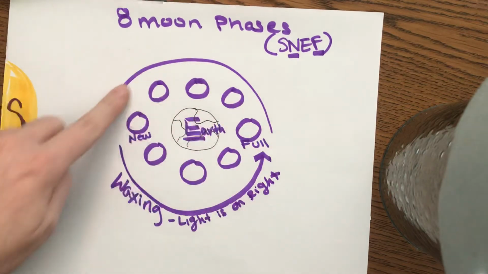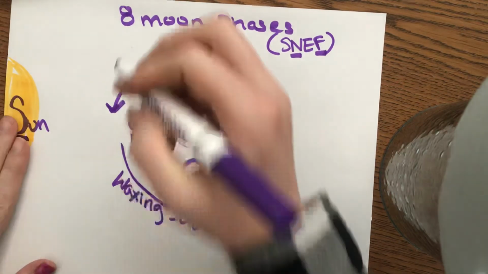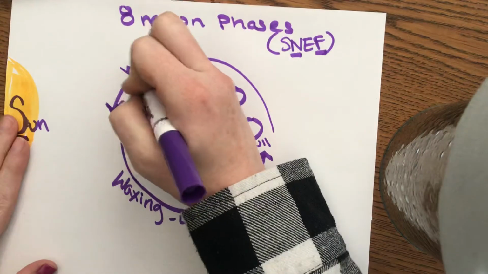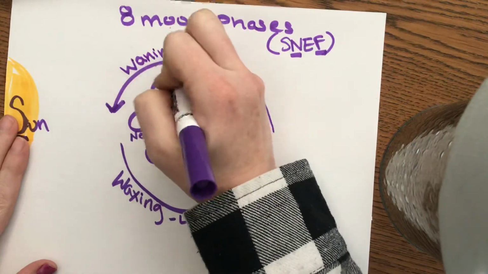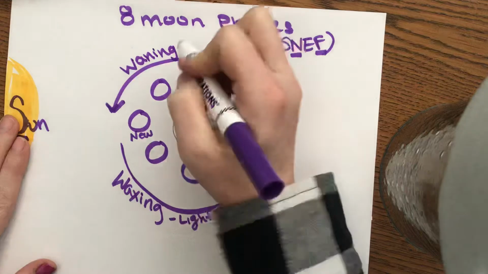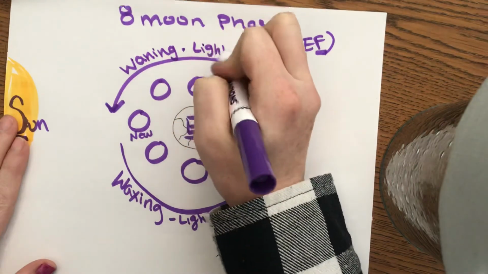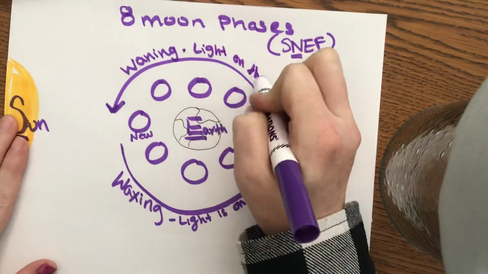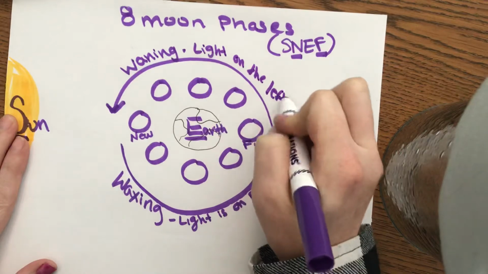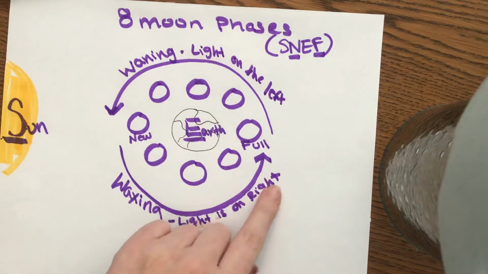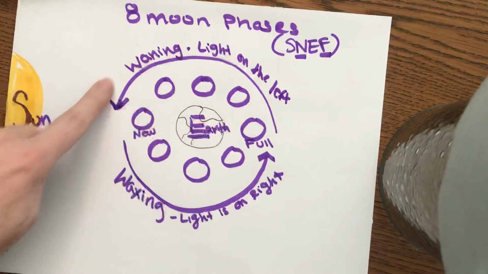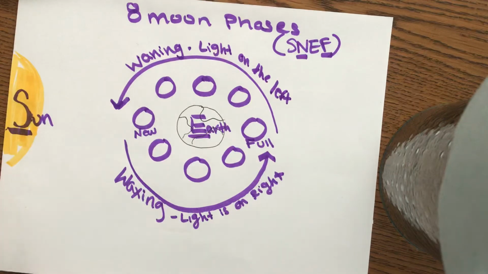Now the opposite happens here after full moon. And we call these our waning moons. When we have a waning moon, that means our light is on the left. So we have waxing first, full moon, then we wane until we get to new moon.